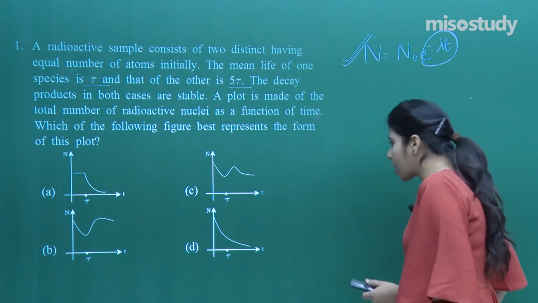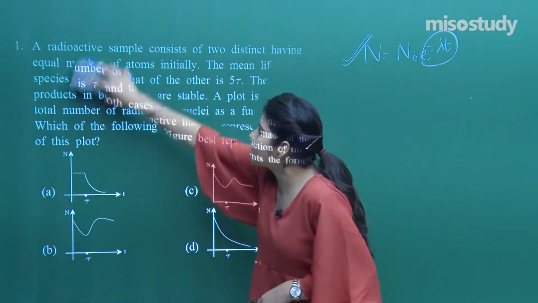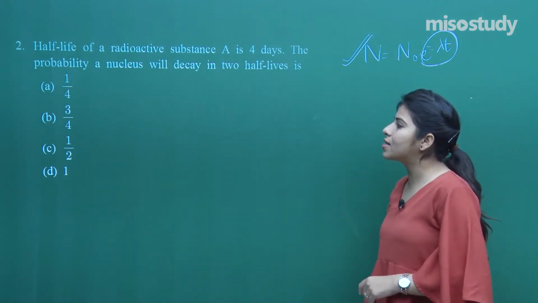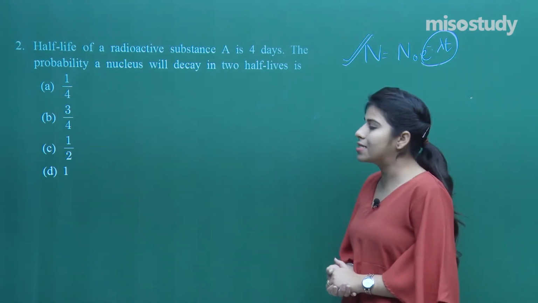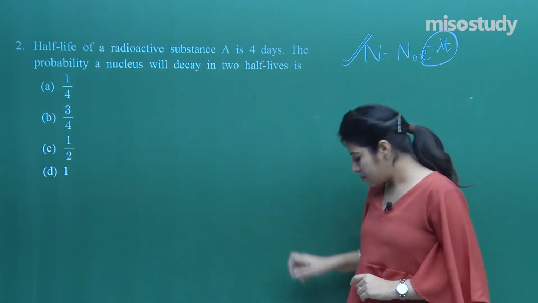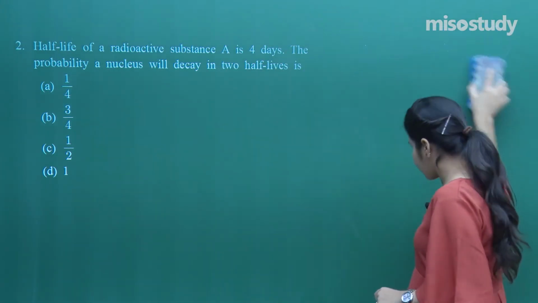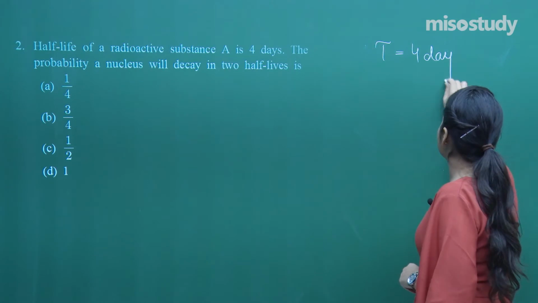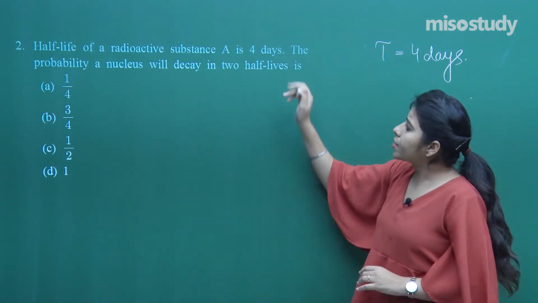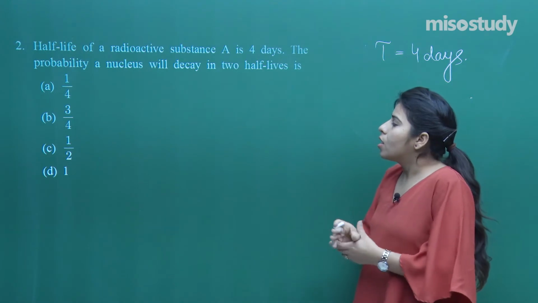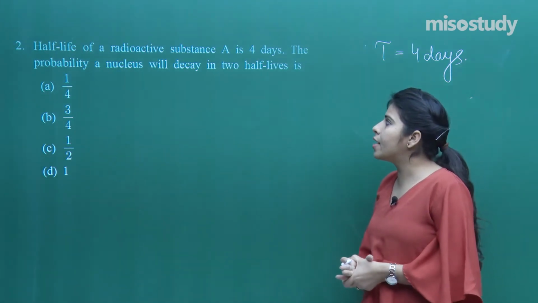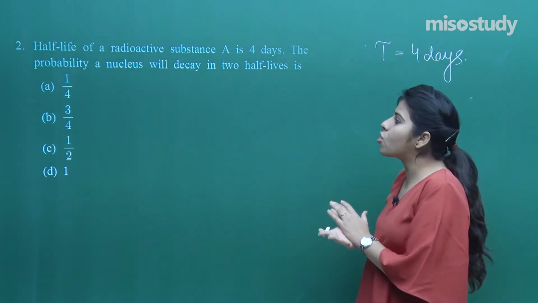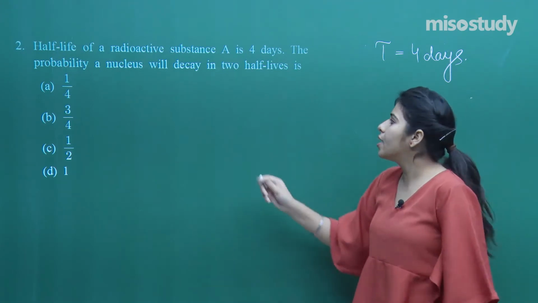Now as we have done this question, we will now be moving towards the next question, question number 2. Okay, so in this question I can see that the half-life of a radioactive substance A is 4 days. Let me just write over here. The half-life of A is 4 days. Now the probability that a nucleus will decay in 2 half-lives is what? So we have to tell what will be the probability of a nucleus decaying in the 2 half-lives.